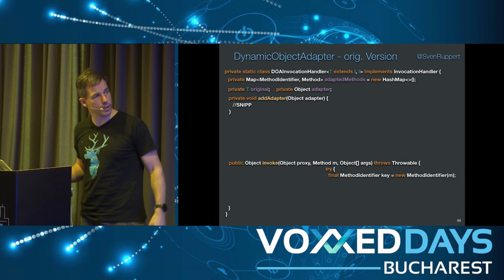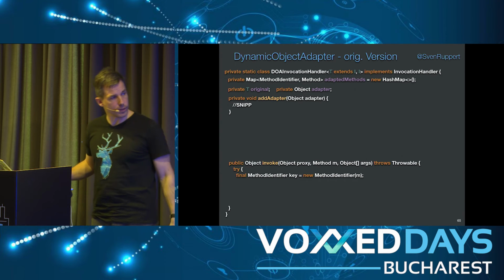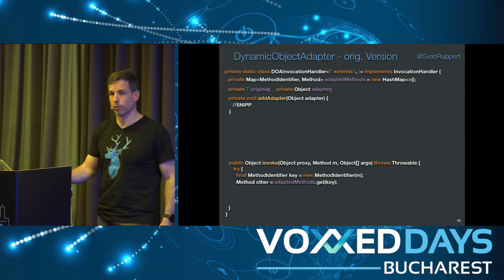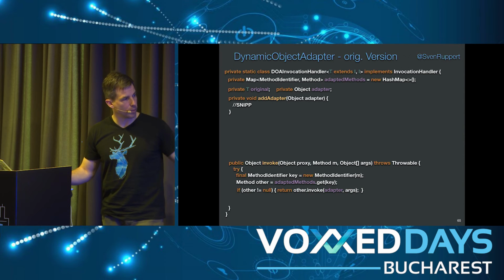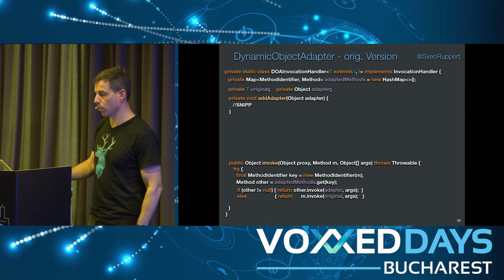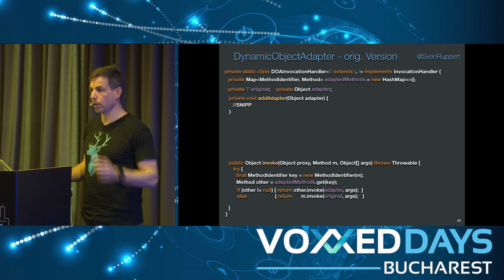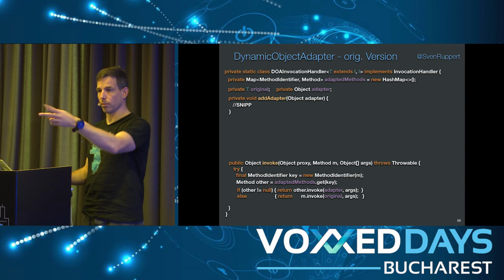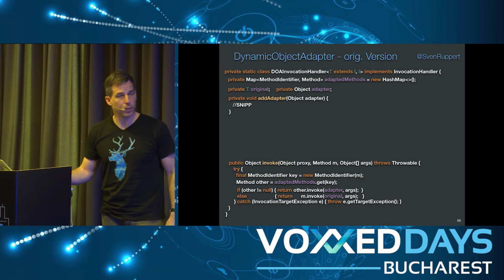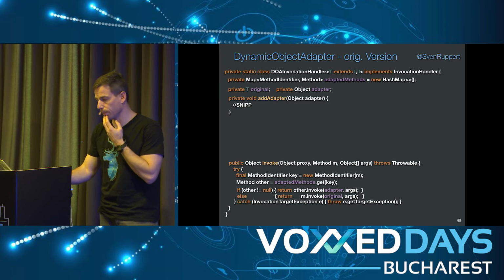What I'm doing here is, I create this key based on the method. I check if I have a different implementation for this method, and if there's a different implementation, I will invoke this one, otherwise I will invoke the original one. Now I can switch on method level back and forth. This will give me quite a big flexibility in what I can do with this.